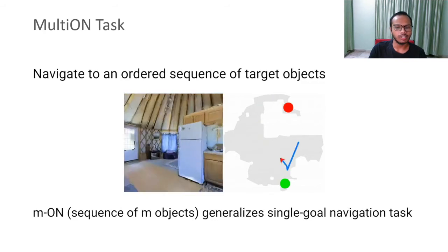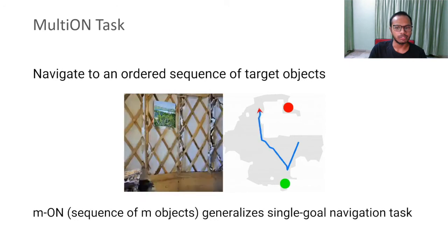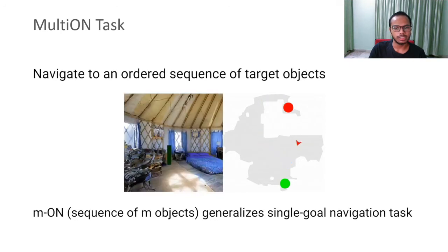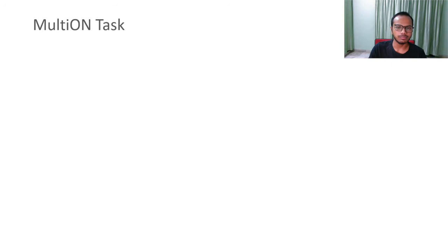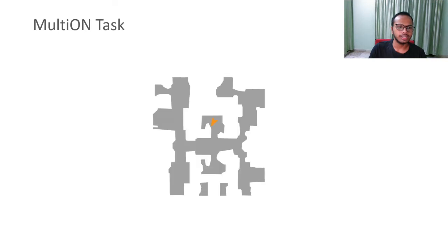Since we insert the objects in the environment, Multi-on freely allows us to control the complexity and length of the task. In each episode, the agent is initialized with a random starting position and orientation in an unseen environment and provided a sequence of goal objects to navigate to.